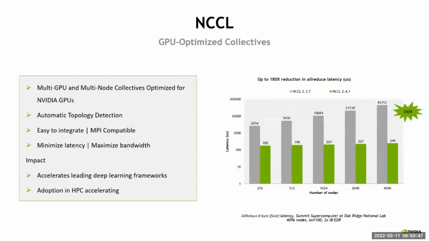And also NCCL, and NCCL provides optimized collectives. Initially, these were collectives on the node, among the GPUs on the node, but actually now can run across multiple nodes. And you can see here getting very high performance on the Summit supercomputer at Oak Ridge National Laboratory. So these can be used to really optimize the collectives, understand the topology available, and it is compatible with MPI as well.